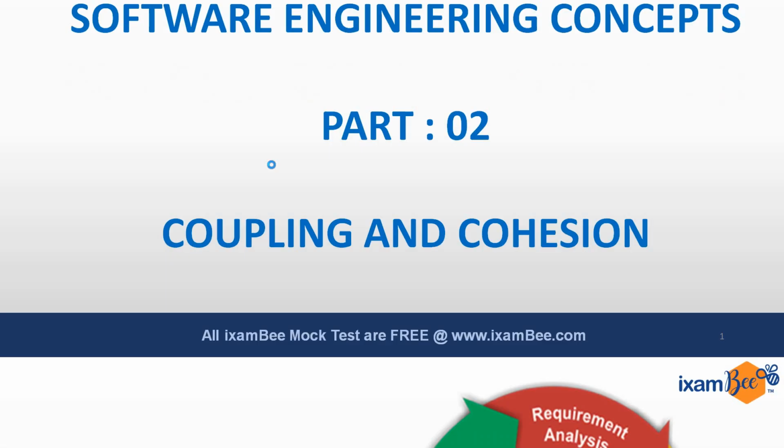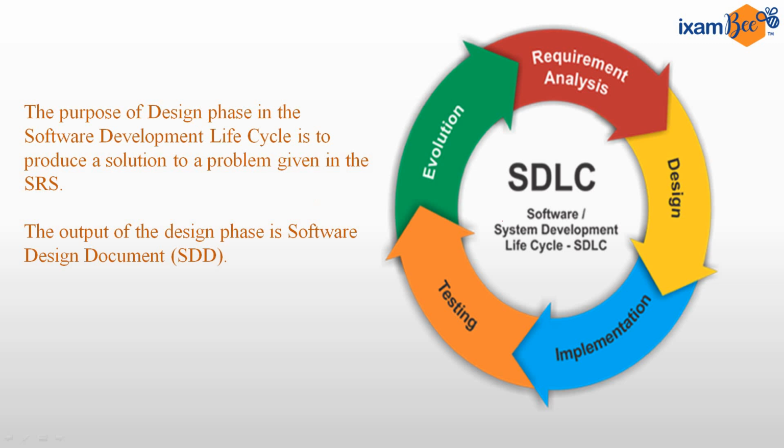So we will begin our discussion, and the discussion will start with the SDLC. SDLC stands for Software Development Life Cycle. Okay, so software or system development life cycle is actually a process in which there are several steps. This starts from the stage of requirement analysis, then goes to design, then implementation, testing, and the evolution, or you can say the maintenance.